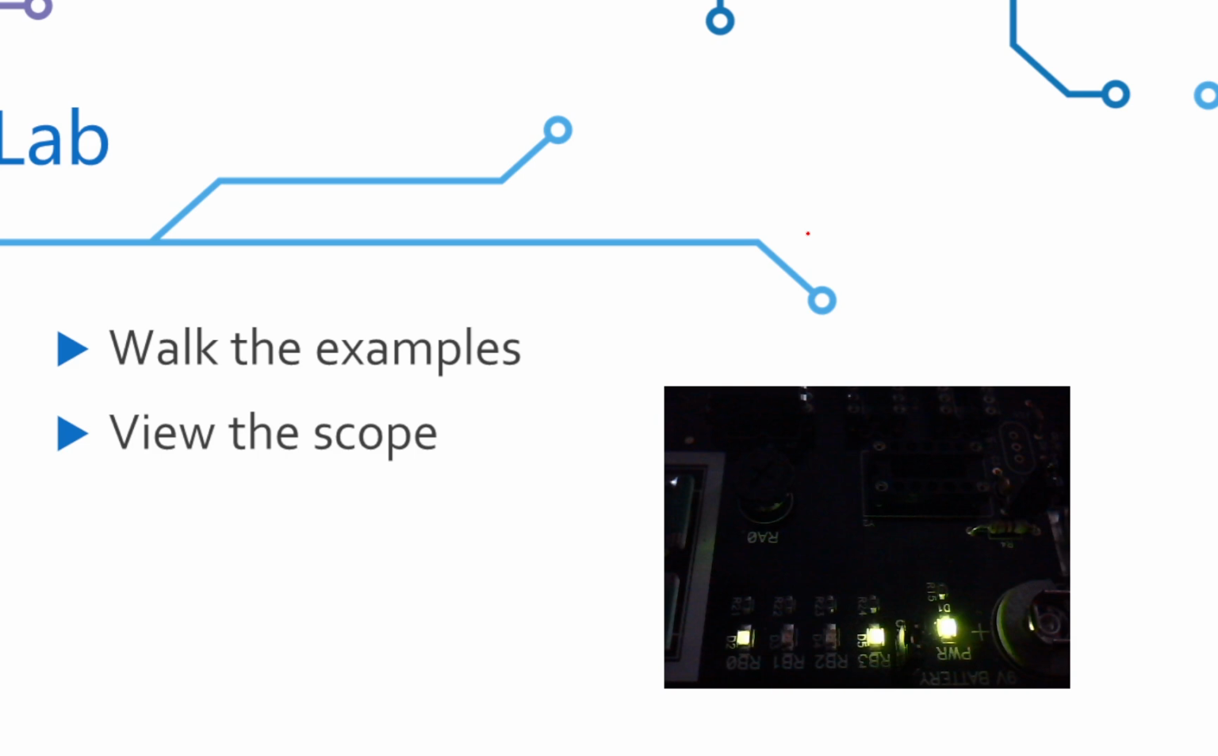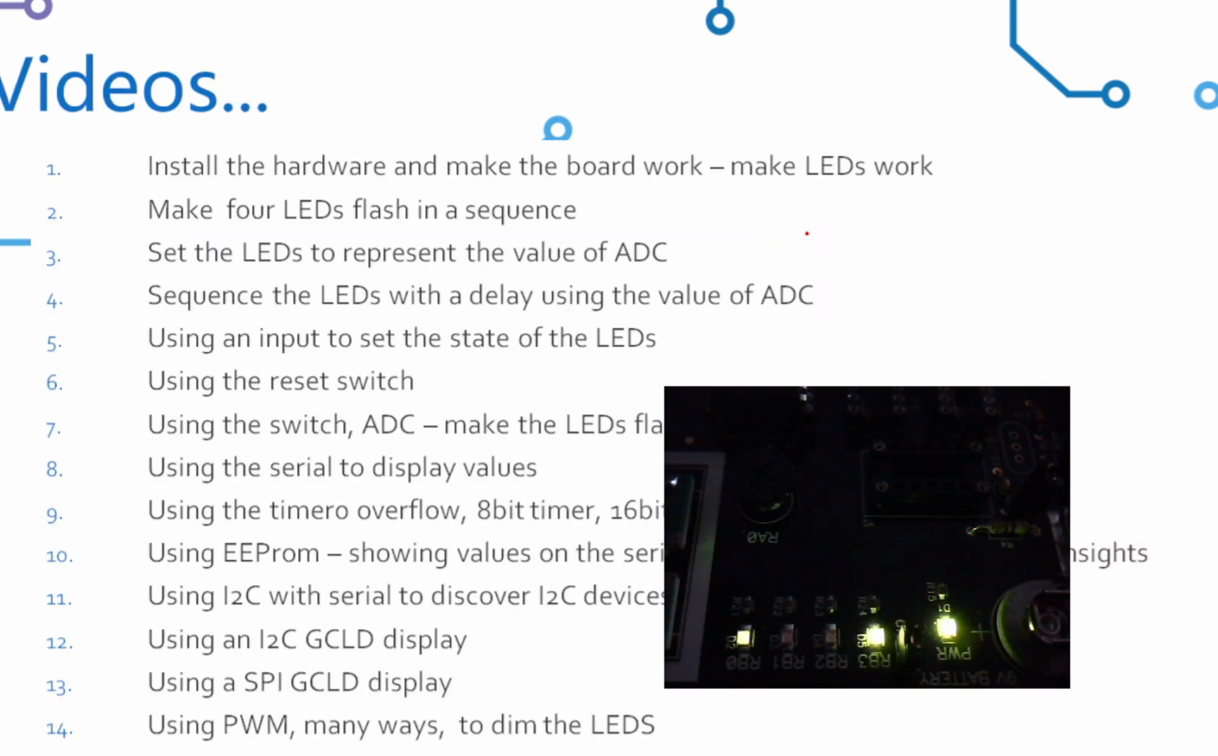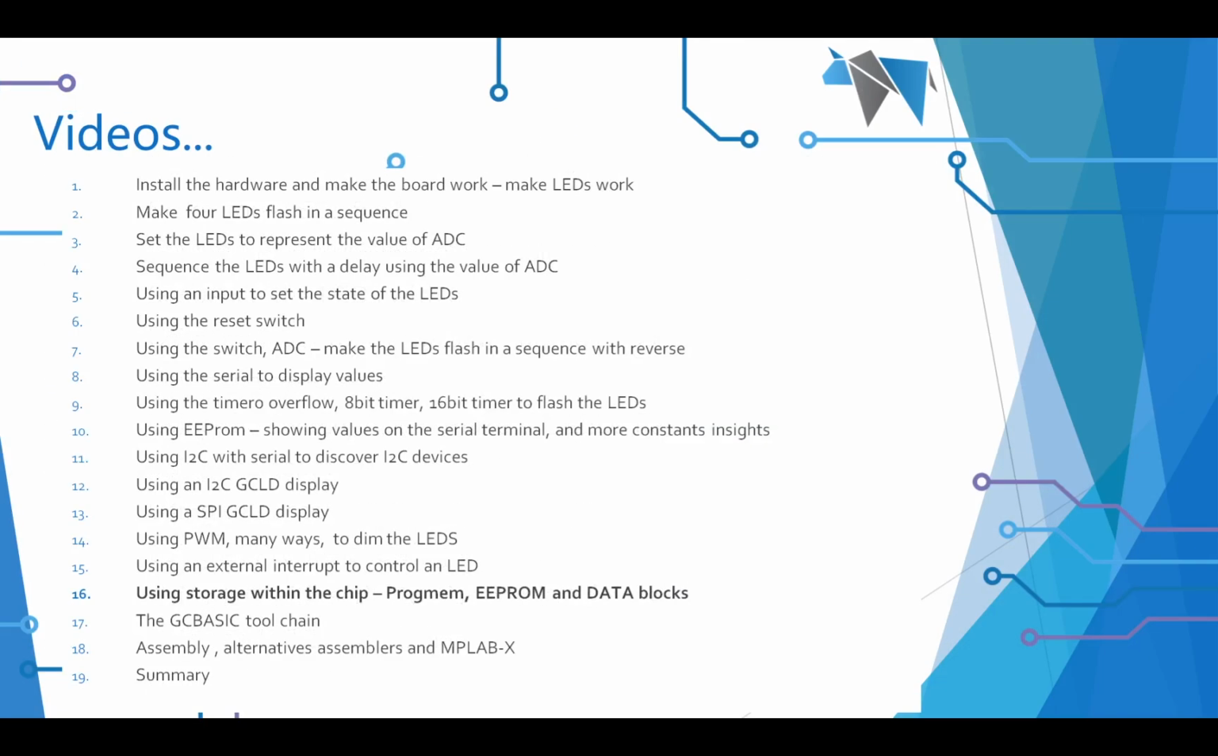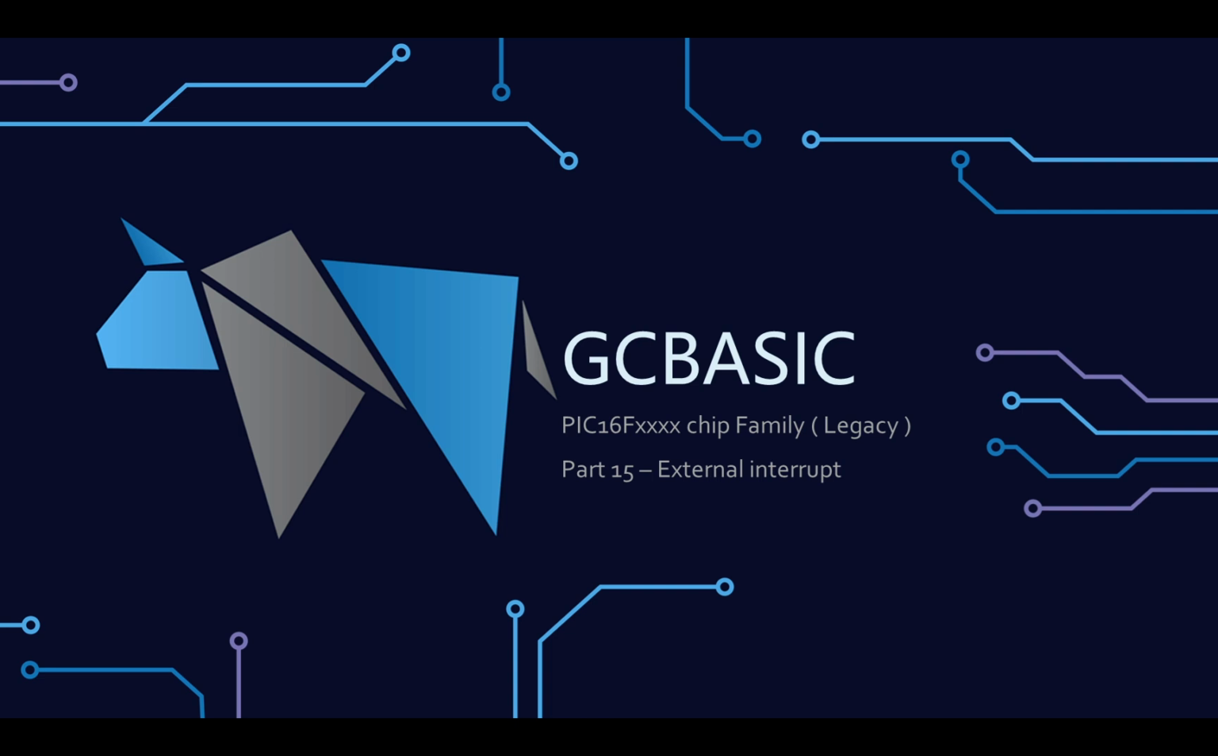So that's what I wanted to show you. View the scope. Why do I want to see the scope? What's the scope going to show us? Nothing. Doesn't matter. So what we're going to be looking at next is storage within the chip, program memory, EEPROM, and data blocks. If I show you the slides, it'll be even better. Program EEPROM and data blocks, and then we're done. We'll get at the back end of the presentation. So just 4 more to go. Enjoy.